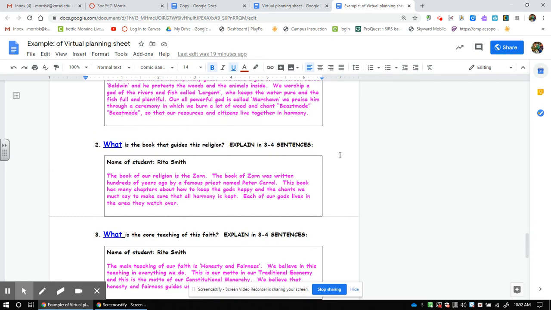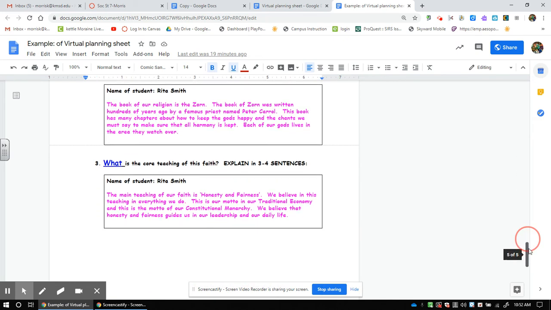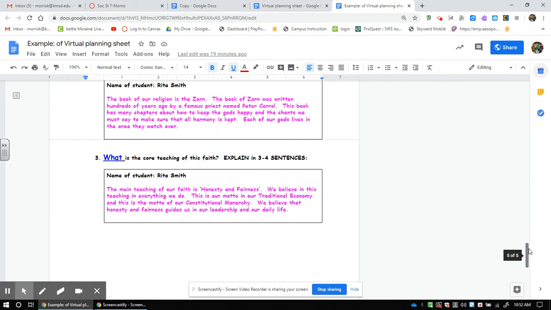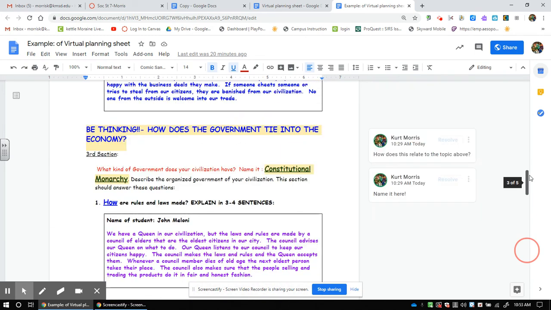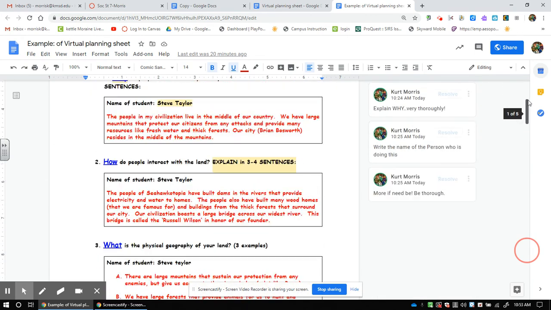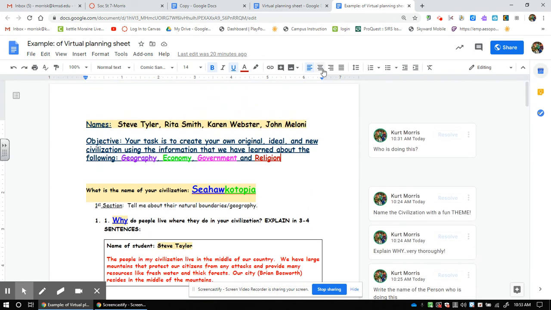I talked about what the book is that guides a religion. I named the book and talked about what you'd find inside of it. And then down here, what is the core teaching? I talked about the core teaching that is found inside of our holy book. And again, I borrowed heavily from the information I wrote about when I did the unit on religion. Okay, so this is the template that you guys need to fill in. And the good news is, this isn't due right away. You guys have a chance to talk about this.